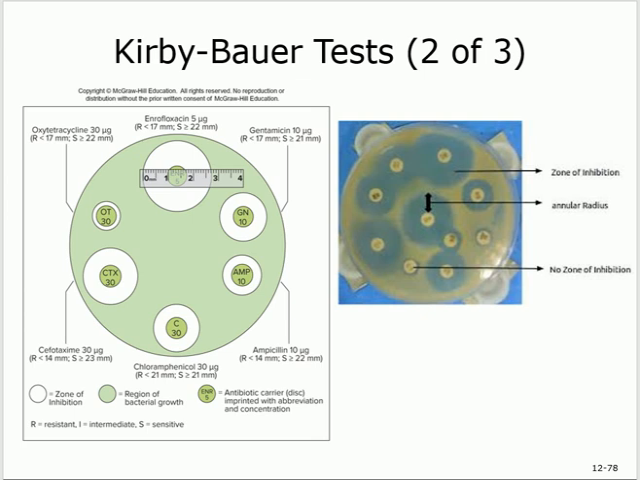Kirby-Bauer test. See the zone of inhibition here? This is very small, right? This is almost nothing. So I'm not going to use it for this one, right? Which one should I use it for, for example? I should use it for this one, right? Because look how the zone of inhibition is really big. It means the antibiotic is really effective against this one. But if you look at this one, should I use it for this? Of course not. The zone is too small, so I'm not going to use it.